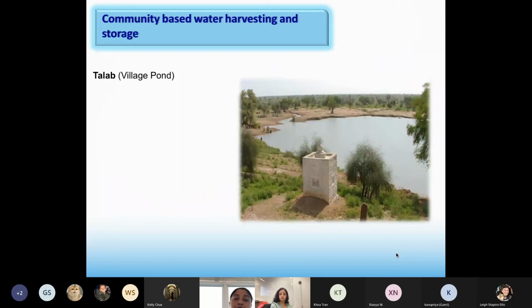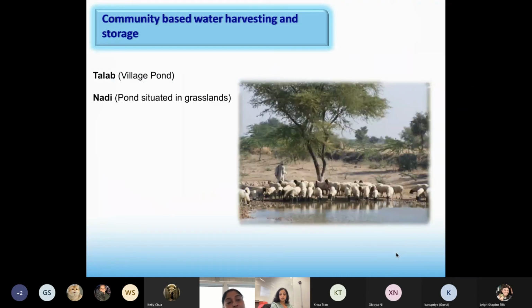Since the area is very flat, it has just about a 5% gradient. We make these water channels, which you can see on the rear of the photograph. We also do nadis, which are ponds and grasslands. Traditionally, the talabs were located close to the village for human consumption, and nadis were located in grasslands for animals because it is a pastoral economy.